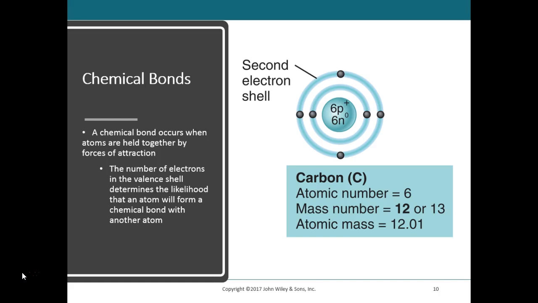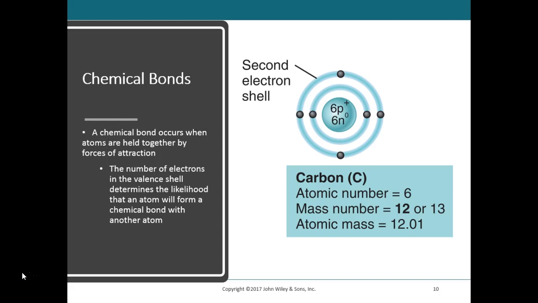The valence shell of hydrogen and helium is the first shell. The first shell, remember, only holds 2 electrons. Because of this, helium has 2 valence electrons, so it's stable and it seldom bonds with other atoms. Hydrogen, on the other hand, only has 1 valence electron, so it readily bonds with other atoms.